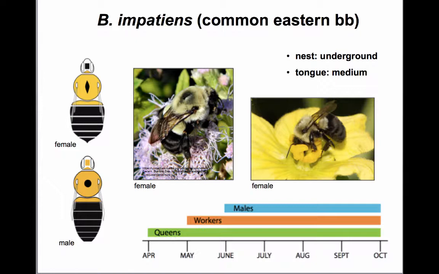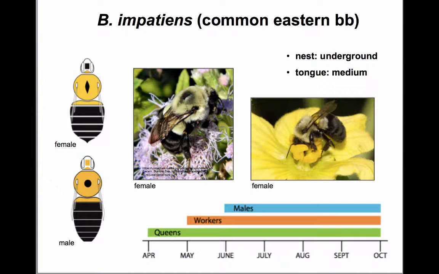In the top right, I've given you a little bit of natural history information about that species. For each, it will have the location of the nest as either underground or near the surface, meaning under piles of vegetative debris near the surface. And I've also given you the tongue length as short, medium, or long. In the bottom right, you can see a phenology chart of when the queens, workers, and males are active in the summer here in Ohio or in the northeastern US.